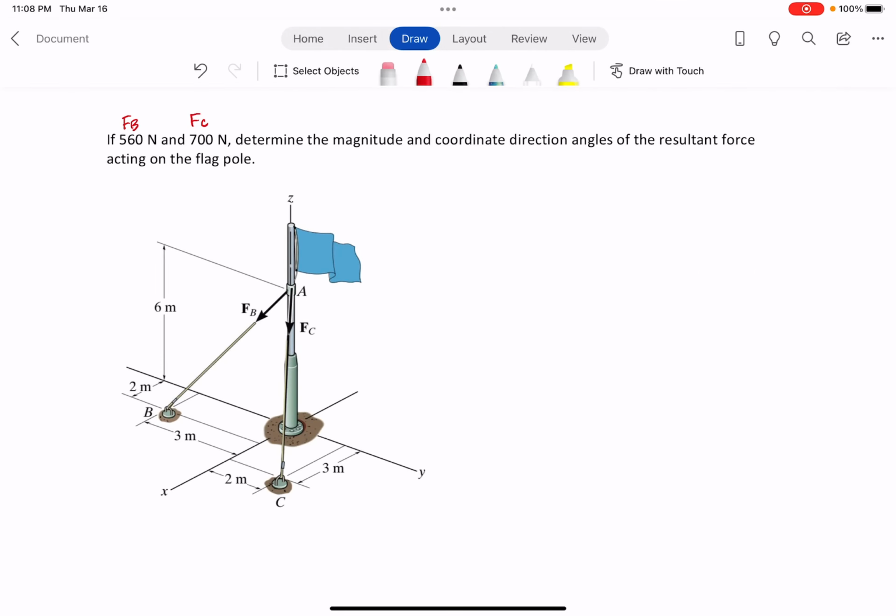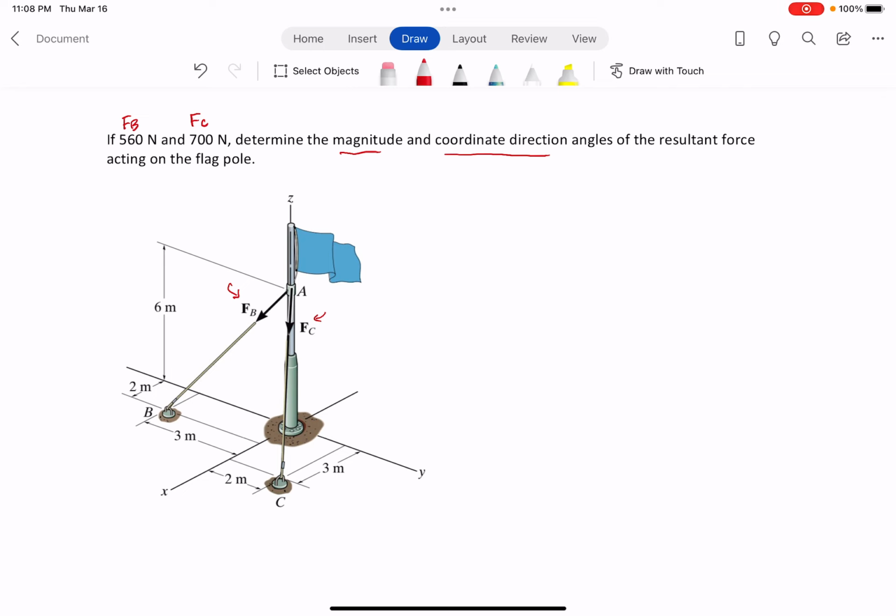Bismillah ar-Rahman ar-Rahim. We'll try to solve the preparation problems for test number 1. Number 1: if FB, the force here, is 560 Newton, and the force in this cable, force AC, is 700 Newton, determine the magnitude and the coordinate direction angles of the resultant force acting on the flag pole.